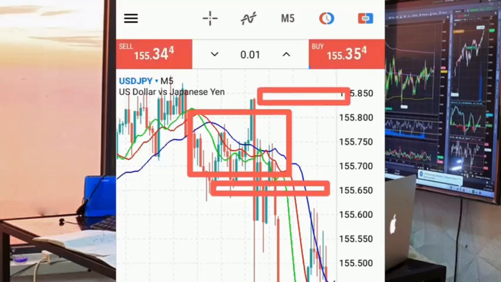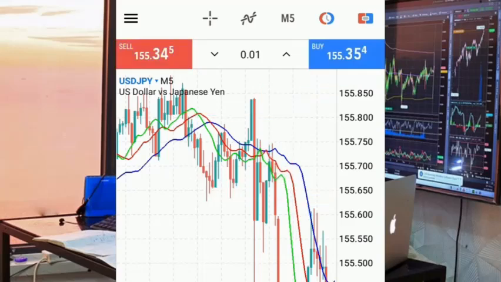Now if ever price goes up, it means price will be bullish. If price goes down, it means price will be bearish. Now when price has shown you that it is becoming bearish, for instance, you can see that the alligator is open over here, right, and price is going down.